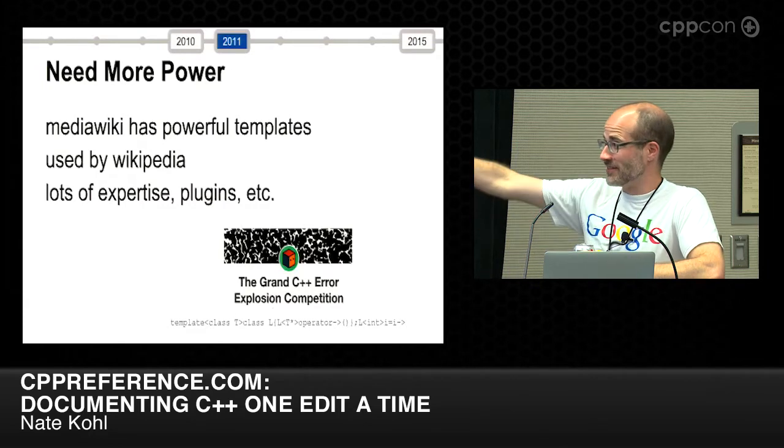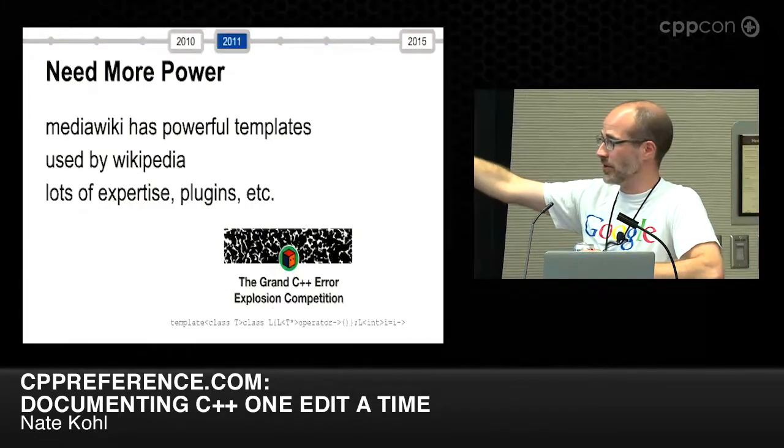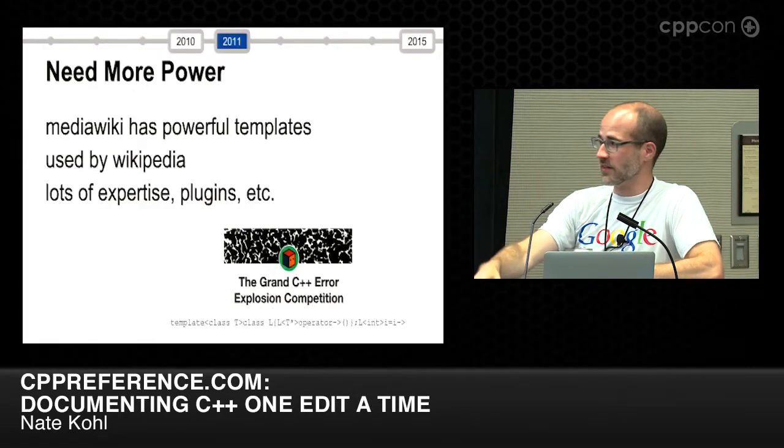So this is a little snippet from the Grand C++ Error competition, or explosion competition. This little snippet here, I think, won the prize for the most surprising template-based error, making the compiler explode. It's kind of hilarious. I think it generates gigabytes of error messages before the compiler seg faults or something like that. Yeah, so templates, those are fun. But with great power comes great responsibility.